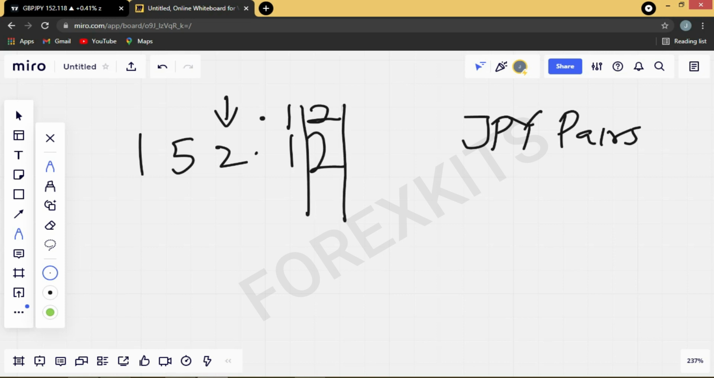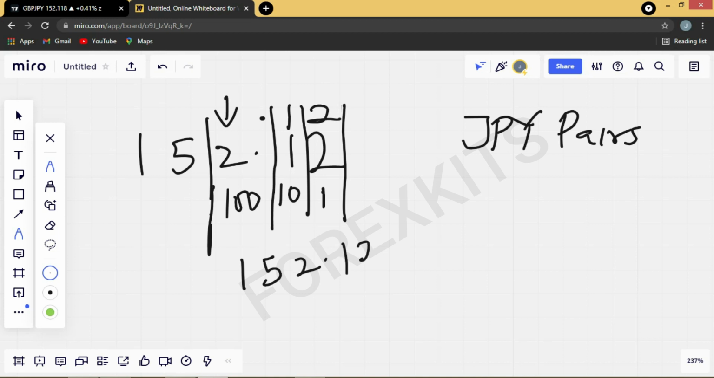Any single change that you have in price, this is the one that gets affected. So for a single change, I write 1 there. Once the change has gone into the tens, into 2 digits, this is the one that gets affected. And once the change has gone into hundreds of pips, this is the one that gets affected. So simple. From 152.12, let's say that price moves towards 152.32. What's the difference between these two values here?